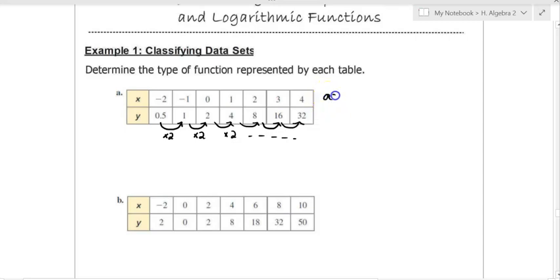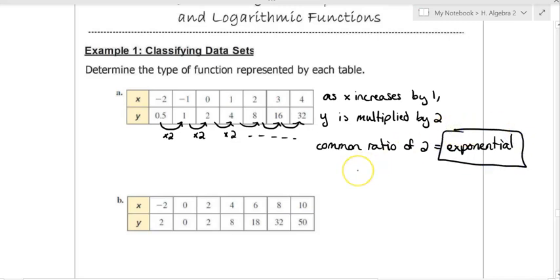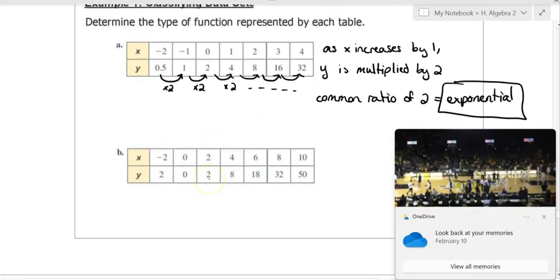And so what we put down is, as x increases by 1, y is multiplied by 2. And this means it has a common ratio of 2, which means it is exponential, specifically exponential growth, because it's increasing. So if it's multiplying by the same number every time, then I know it is exponential. All right, now look at B.